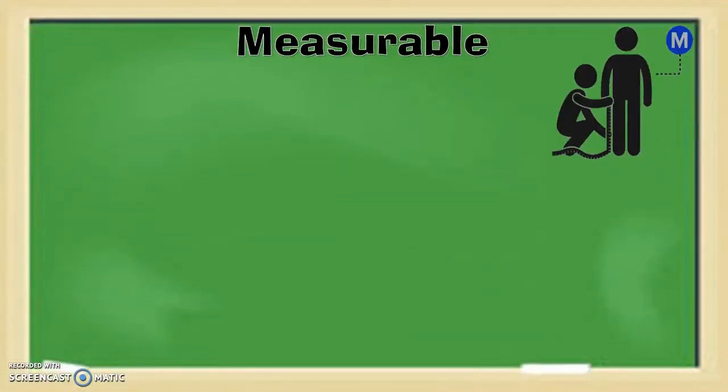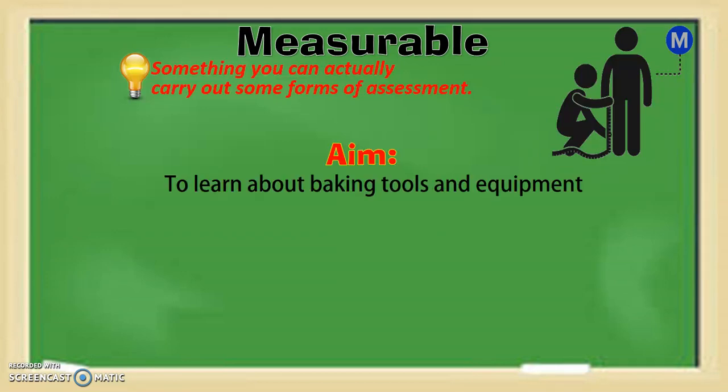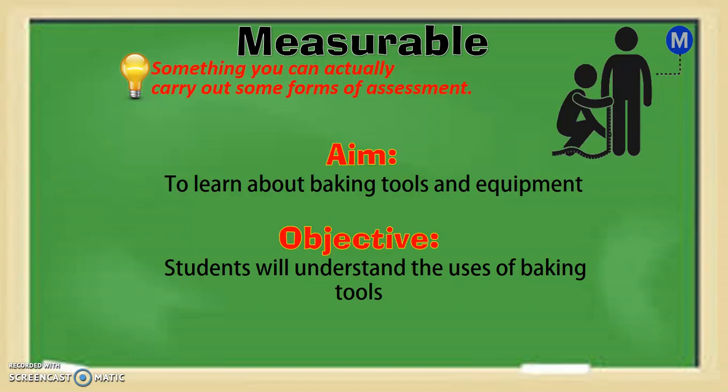It is extremely important that your objectives are measurable. This means that you can actually carry out some form of assessment to check that your objectives have been met. If your aim was to learn about the different baking tools, you might want to write the objectives as students will understand the uses of baking tools.